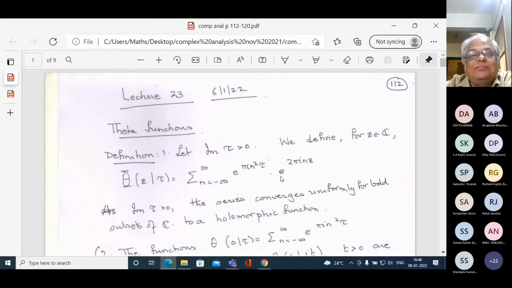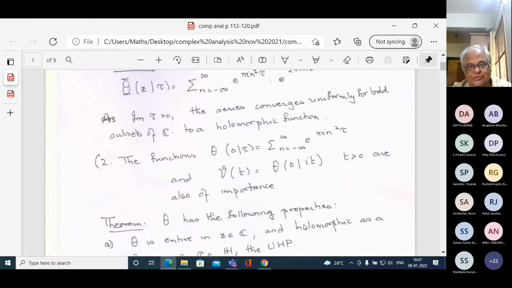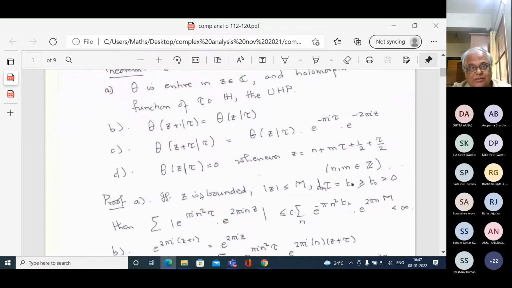So theta function is the sum. And as I said, when z goes to z plus 1, theta of z plus 1 is equal to theta of z. So theta has 1 as a period in z. So there are other things that involve when you specialize to z equal to 0, that function is important. When you specialize z equal to 0 and t equal to i tau, tau greater than 0, that is also important. But the first statement is that theta has these properties.